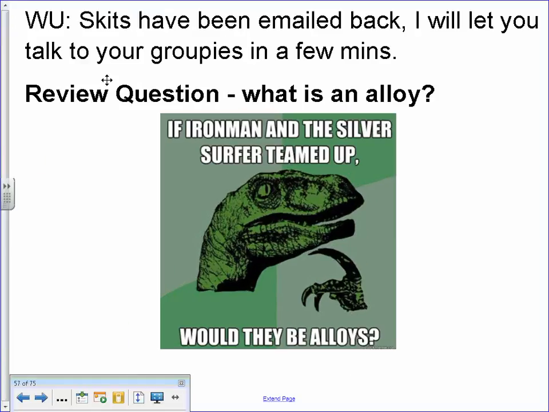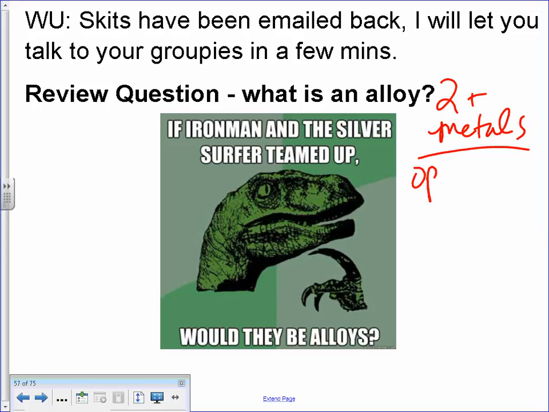Okay. So, who remembers what an alloy is from Unit 1? Two metals added together to make what? Stronger. So an optimized combo, something that's got some property that we want, some desirable product that we want, okay?